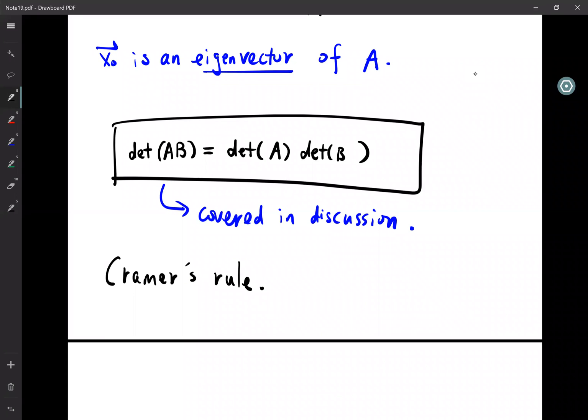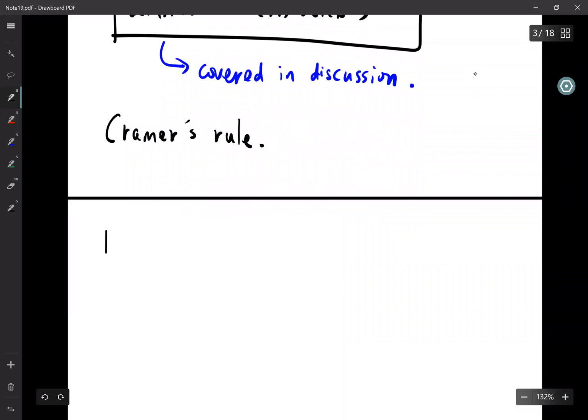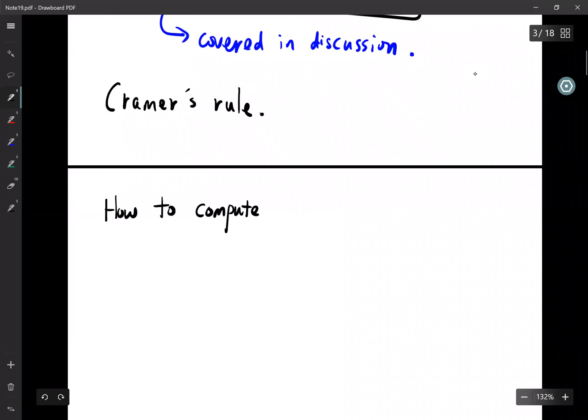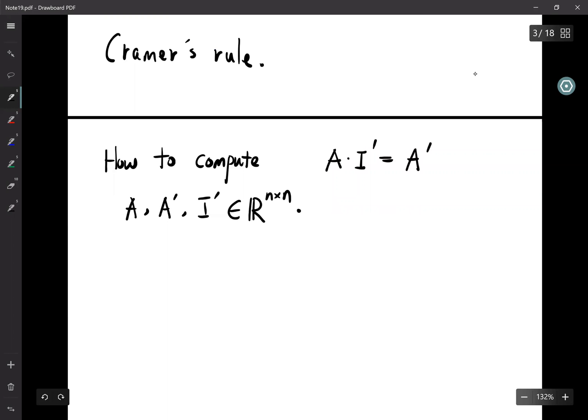So what is Cramer's rule? You have different ways of formulating that, but the basic idea is how do you compute the ratios of two determinants? So let's say there are three matrices. There's A, and there's I prime, and there's A prime. So there are three matrices, the n by n matrices, and A and A prime, they differ only by a column.